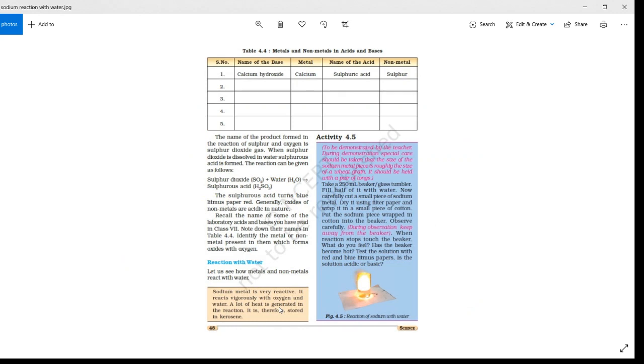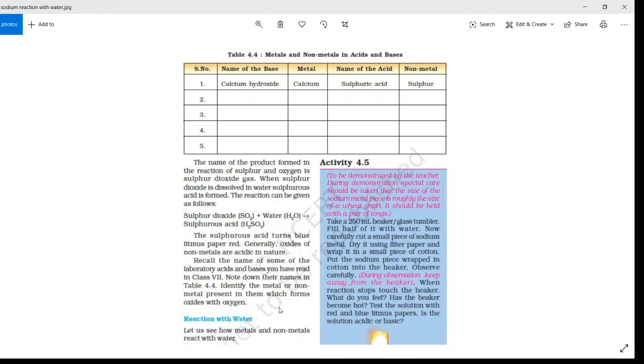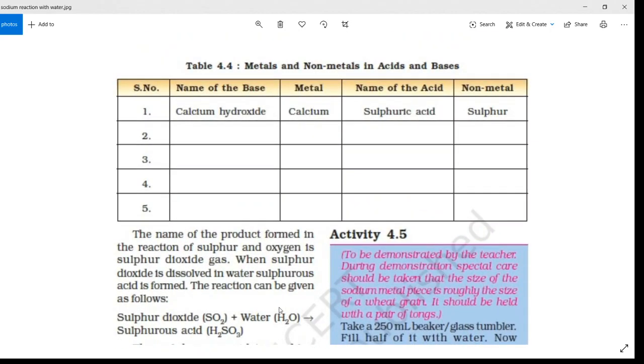Okay, here is given a table in which you have to tell the name of the base. Metals always form bases and non-metals always form acids. So you have to fill this table. Here is given one example of each metal and non-metal. For example, the name of the metal given is calcium, and the name of the base is calcium hydroxide. In the same way, you can fill in another name like sodium. Sodium makes sodium hydroxide. You can fill in magnesium. Magnesium makes magnesium hydroxide.